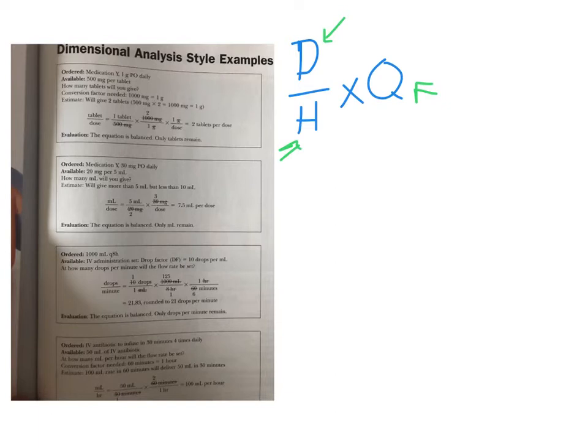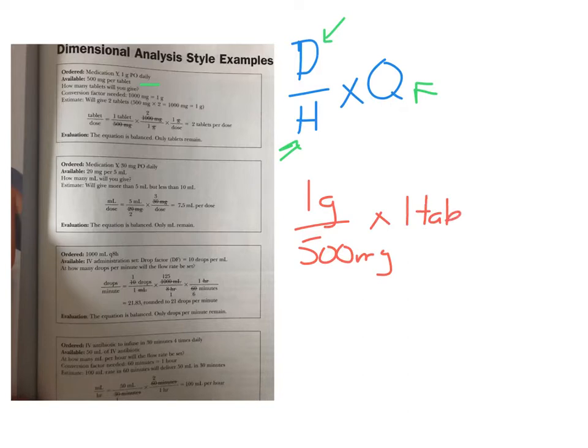So, like in the first example, number one, it says available is 500 milligrams per tablet. Looking right there at that spot, 500 milligrams per tablet, that's your H and your Q. It's 500 milligrams as your H per one tablet as your Q. So when I teach this, you take the ordered dose, which is 1 gram, divided by the dose on hand per the quantity of one tablet.